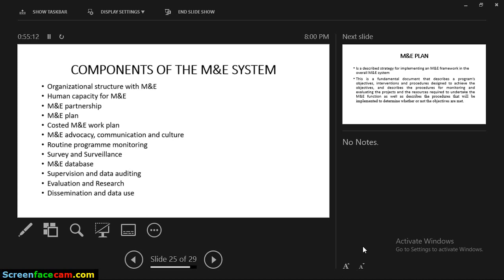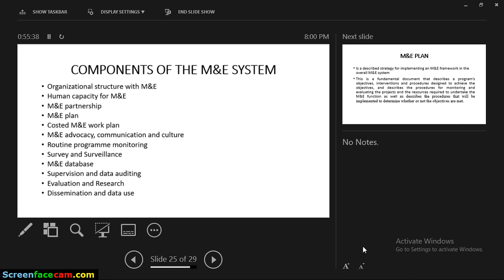The first component is that you need to have an organizational structure with monitoring and evaluation. We need to have human capacity for M&E. It's talking about the people that are going to be conducting M&E activities, right? It's talking about M&E partnership. Partnership means who is going to be funding these M&E activities. We need to know where we are going to be getting resources.